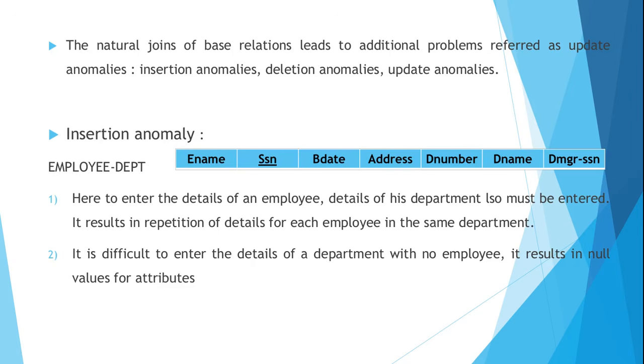Similarly, if you want to insert the details of a department with no employees, then in that tuple the values of employee name, SSN, birth date, and address will be null, because that department has no employee. So that is again an insertion anomaly. That is not a good method of inserting a tuple.